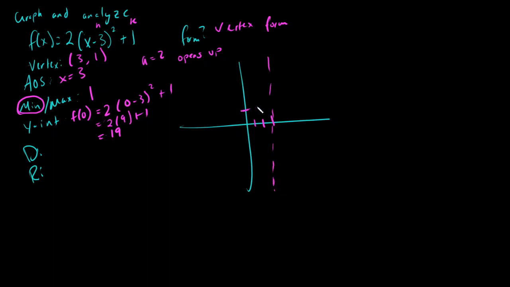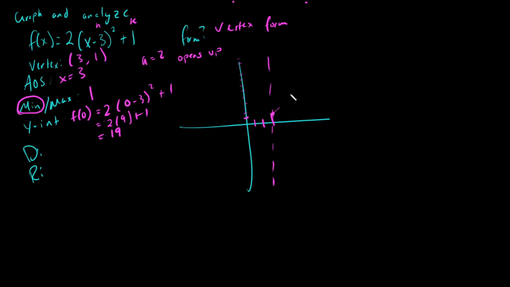And our vertex, so 3 comma 1 here. And our y-intercept's at 19, so I'm gonna redraw this. Sorry, y'all. 1, 2, 3, 4, 5, 6, 7, 8, 9, 10, 11, 12. So it's gonna be somewhere like up here-ish. Sorry, I'm just guessing. It's way off of my graph. I should have plotted this before.